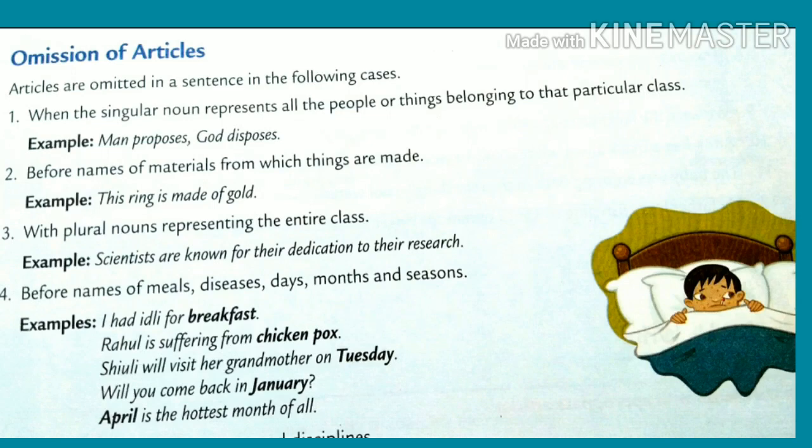Even though we specify meal, disease, days, month and season, we should not use articles. Come back in January. It represents a particular month, but we should not use any article. April is the hottest month of all. The word April represents a season, so we should not use any article in this case.